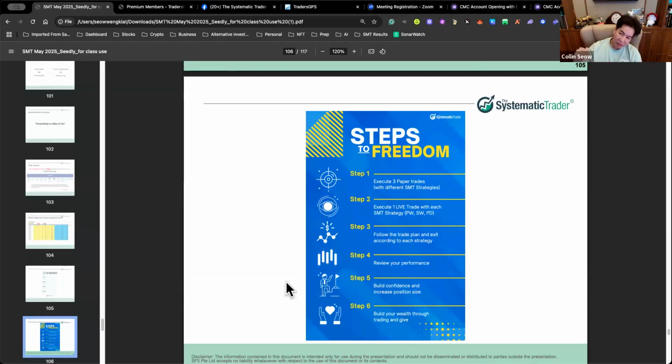So next, we'll talk about steps of freedom, how to slowly increase so that you have a higher gradient in your journey. Number one, execute your trades with paper trading, without putting in money, on your different strategies, whether it's position daily or swing. Put out at least 3 paper trades. Once you finish your paper trades, go to the next thing, live trade. It can be any kind of strategy, but live trading. Next, follow your trade plan, execute according to your trade plan, whether entry price, target price, or exit price. Review your trades. Again, review what you went through.